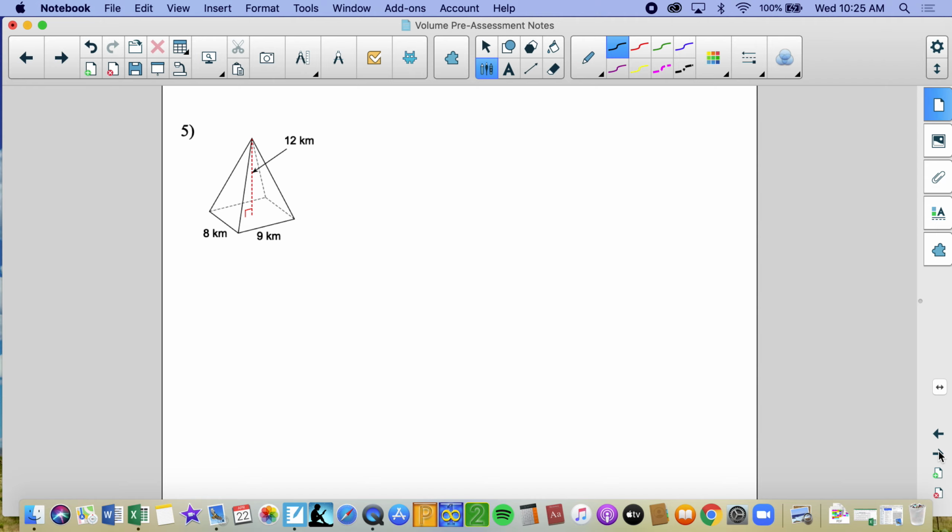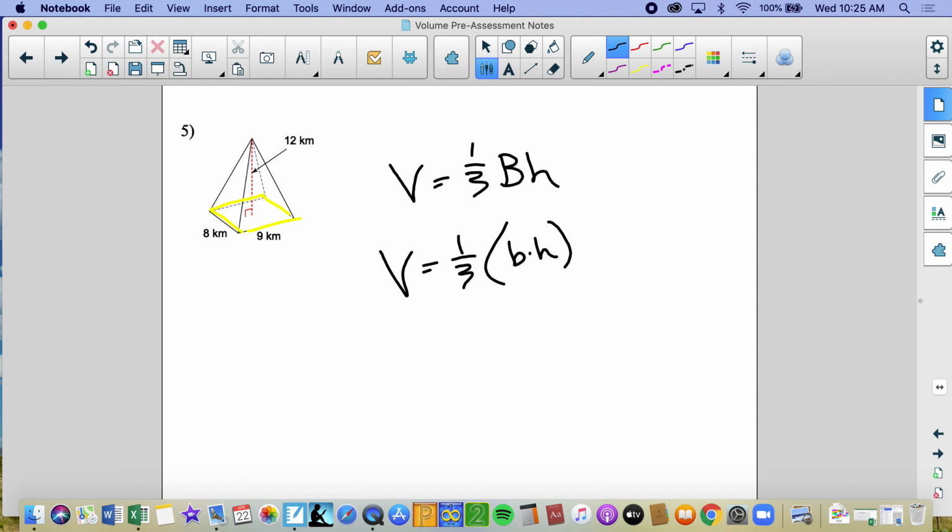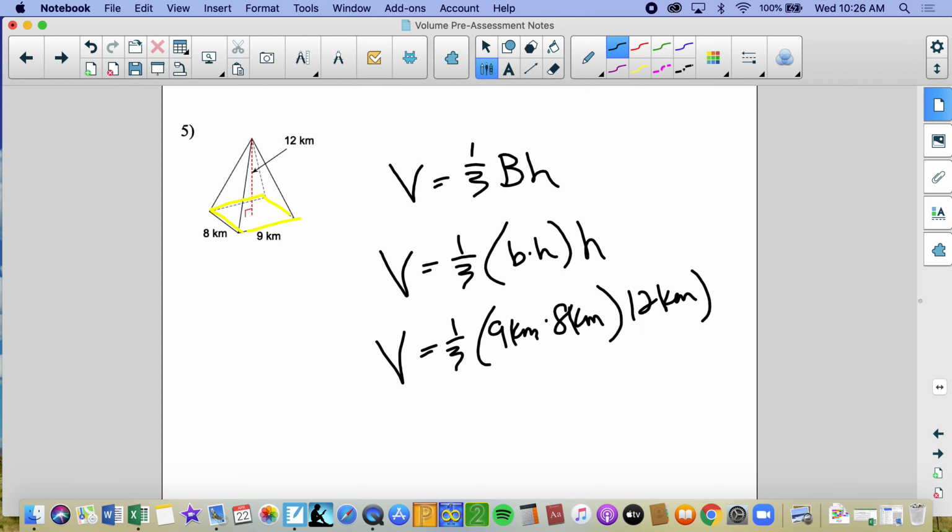Now we have another rectangular pyramid. There's my base, which is a rectangle. So we're going to use the volume 1/3 big B times H. Big B represents my base. My base shape is a rectangle, so I'm going to do base times height times the height of the object. The base I'll use as 9 kilometers times the height, which is 8 kilometers. And then the height of the object is 12 kilometers.